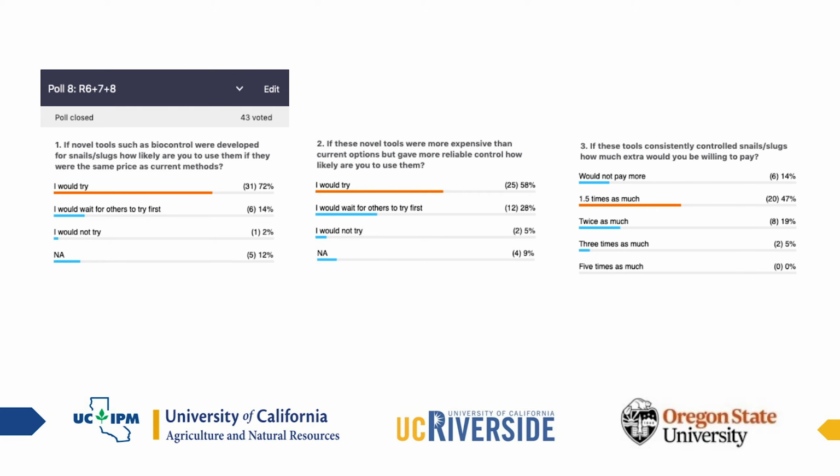And the last one, how much extra would you be willing to pay for new slug control tools? Almost half of you would be willing to pay 1.5 times as much. Approximately 20% of you would be willing to pay twice as much, and 14% of you would not pay more. Okay, this is very useful information for us. Thank you, guys. So we pass you over to Irma and to Adler now, who are going to talk to you about some novel tools that we're currently working on.